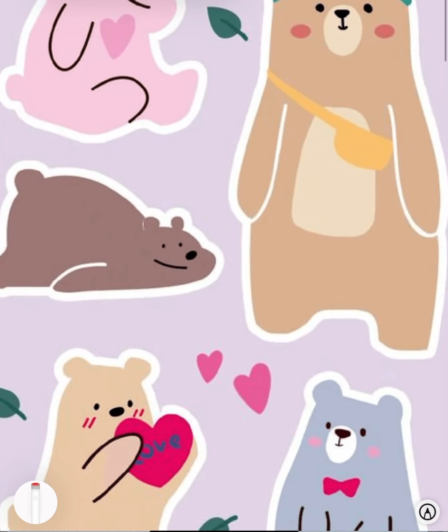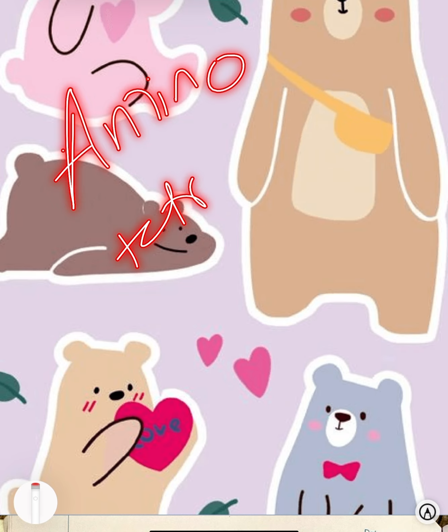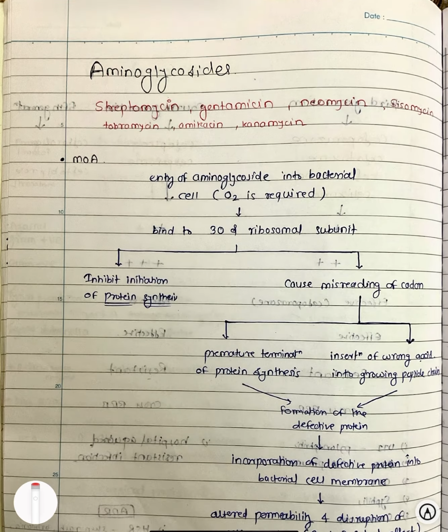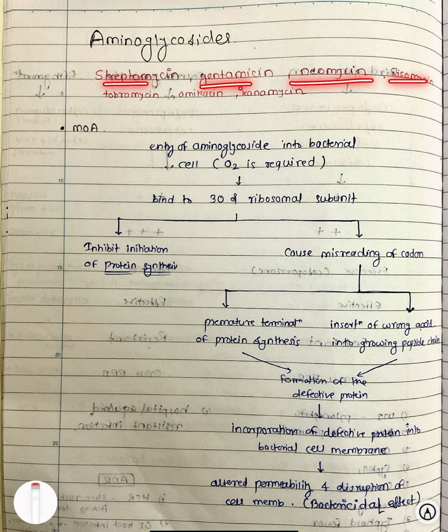Hi friends, today we are going to discuss another important topic of the antimicrobial system, that is aminoglycoside and tetracycline. The first one, aminoglycoside. The examples of the aminoglycoside are streptomycin, gentamicin, neomycin, cysomycin, tobramycin, amikacin and kanamycin. You can remember any one of these whatever you want, but in MCQ any kind of drug can be asked, so just read it once.